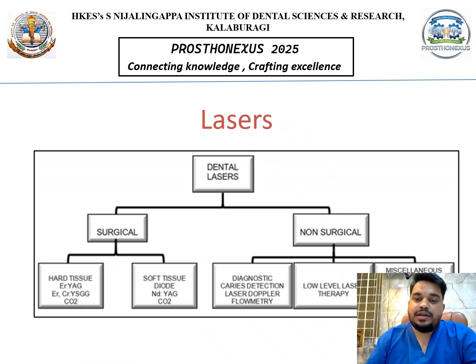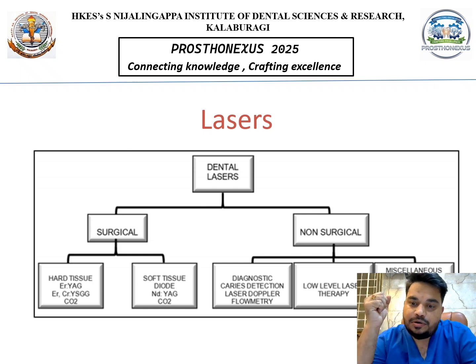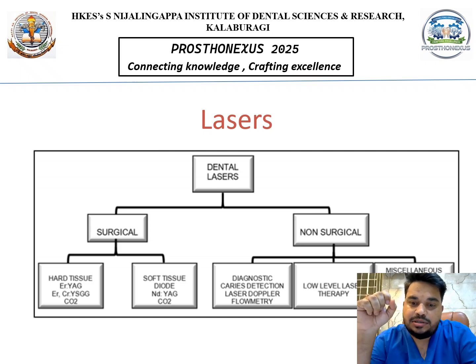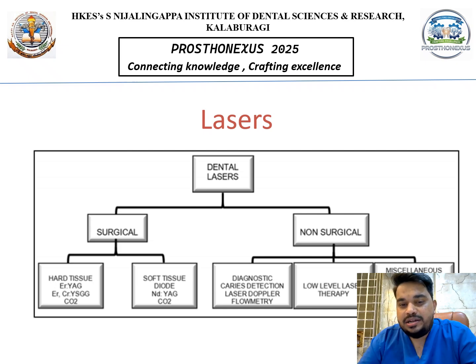Coming to the lasers, lasers are very important in our prosthodontics due to a lot of applications. They can be divided into two types, surgical and non-surgical. Non-surgical we are not using much in our day-to-day practice, but surgical, hard tissue and soft tissue lasers, we are using. Then there are diagnostic lasers, and we use low-level laser therapy and other things, but non-surgical we are not using much.